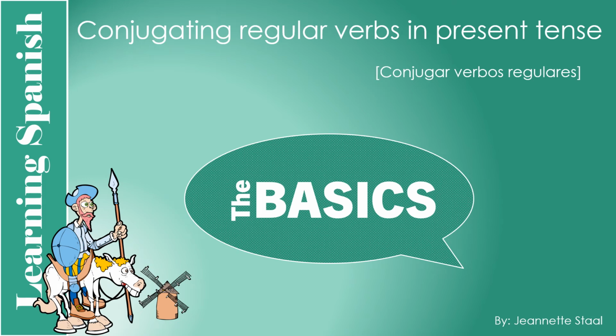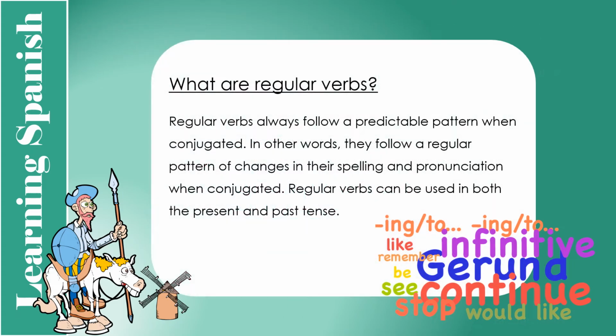In this video, I'm going to explain the basic rules of how to conjugate regular verbs in the present tense in the Spanish language. Regular verbs always follow a predictable pattern when conjugated. In other words, they follow a regular pattern of changes in their spelling and pronunciation when conjugated. Regular verbs can be used in both the present and past tense.